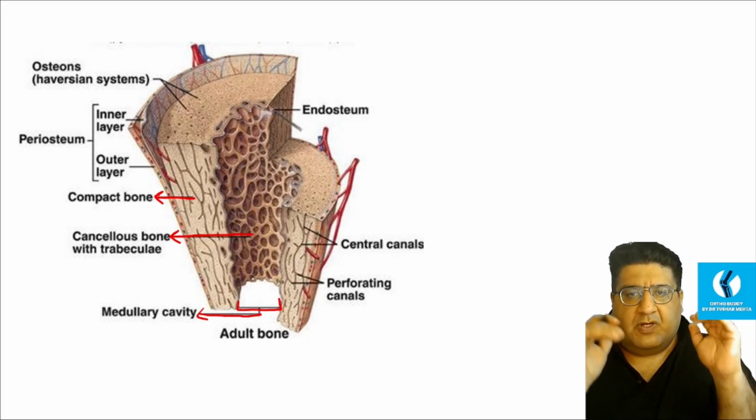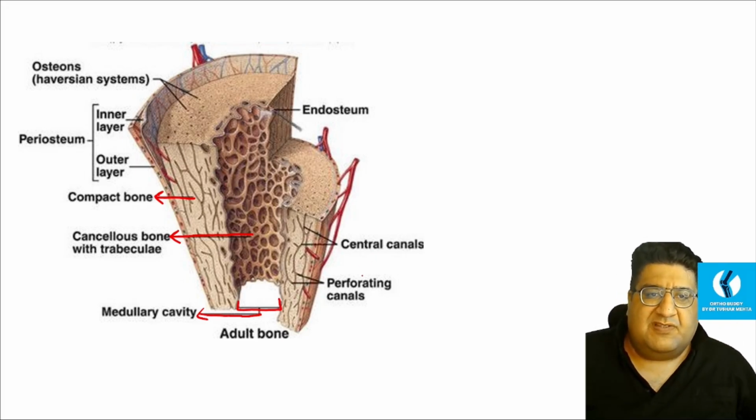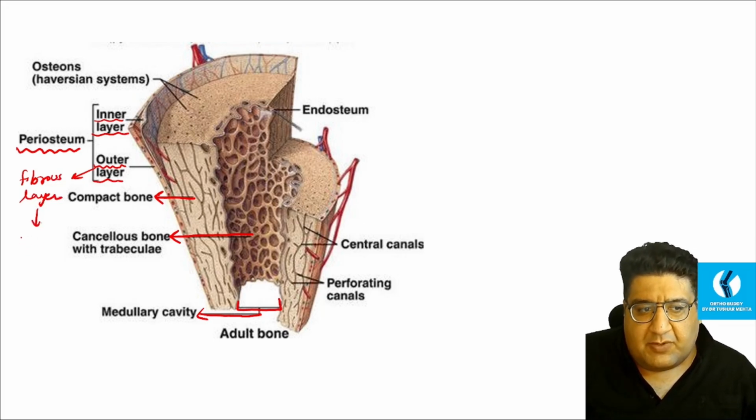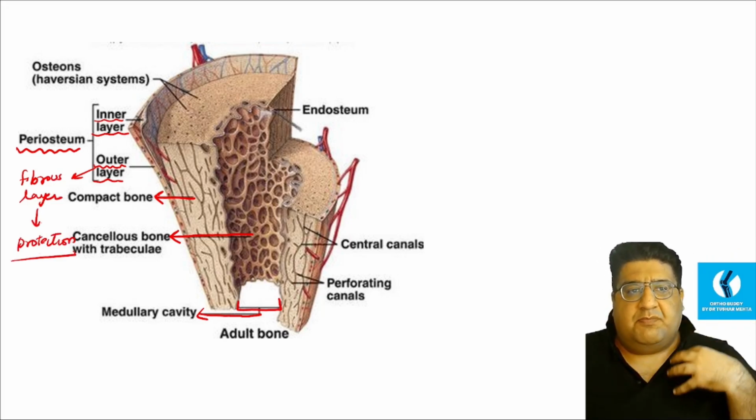Now that's not important. What is important is what is outside the cortical bone. Outside the cortical bone there is the love and life of a bone, which is called periosteum. This periosteum is further divided into two layers: an outer layer and an inner layer. Mind you, this outer layer is nothing but the fibrous layer, and it is essentially for protection. When I say protection, what does that mean? Whenever there is an impact on the bone, this layer absorbs the impact.